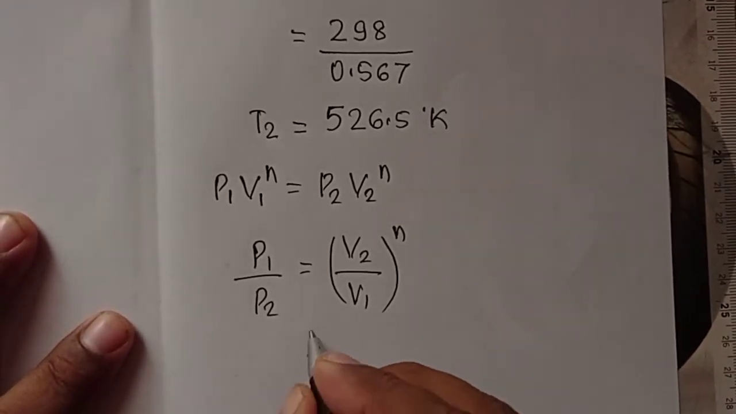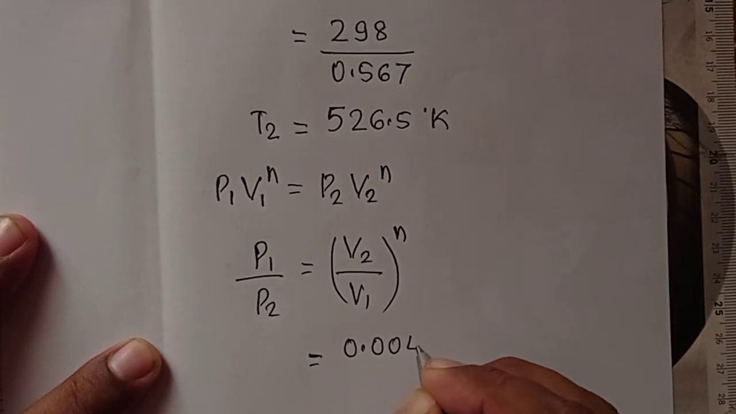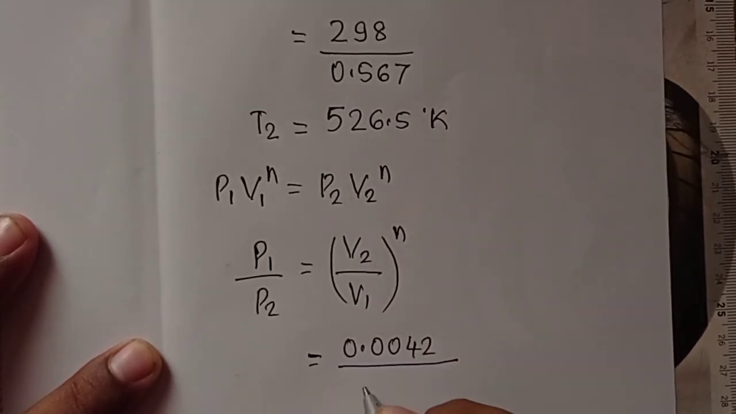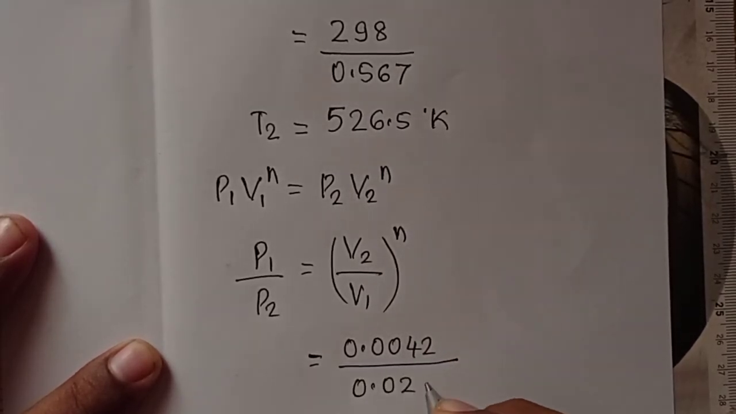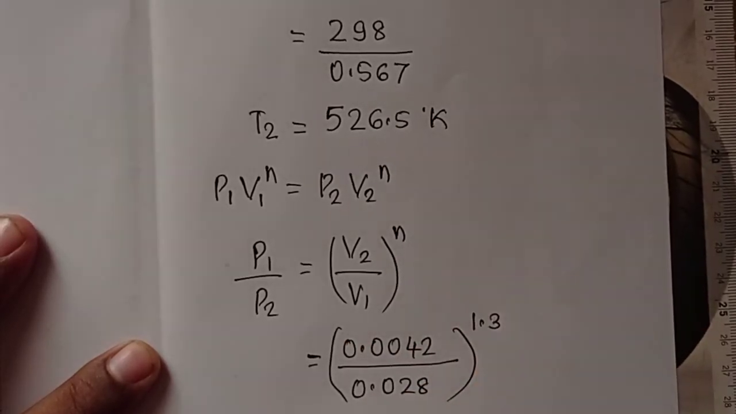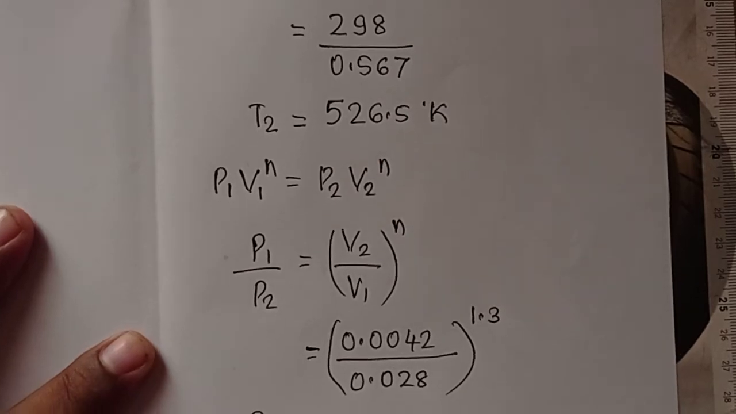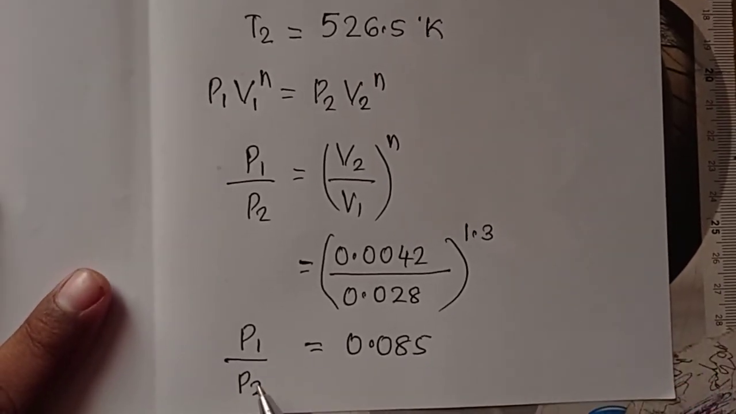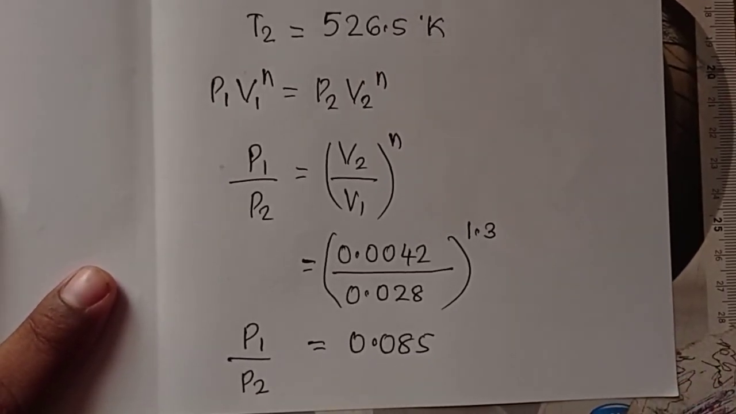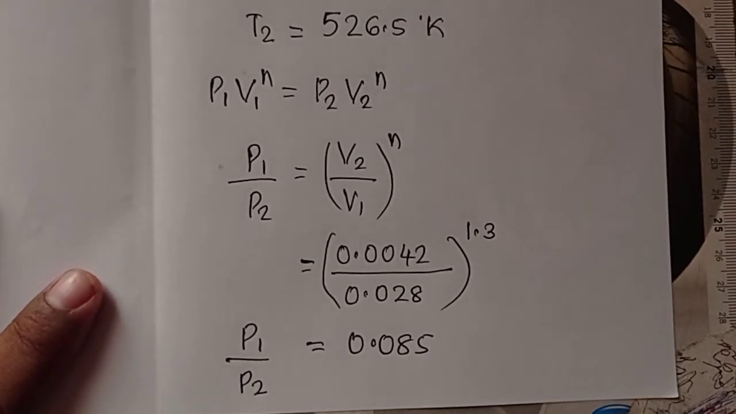That is P1 by P2 will be equal to 0.0042 divided by 0.028 whole raised to 1.3. So we'll get the answer as 0.085. So P1 by P2 is how much? P1 by P2 is 0.085. So we'll substitute and find out the value of P2 now.